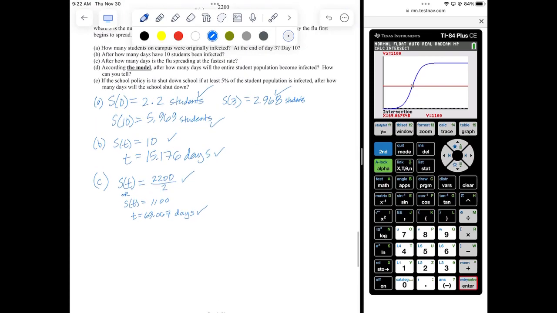All right, so when is the flu growing at the fastest rate? When the vertical is at the halfway point, okay, which is half your L. You got to remember that. That's the inflection point.